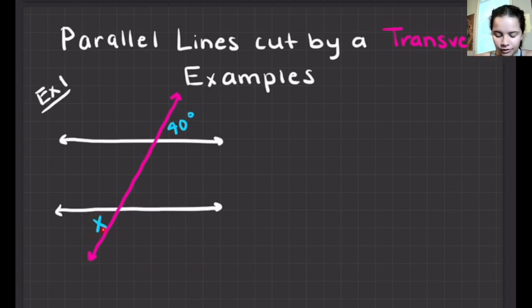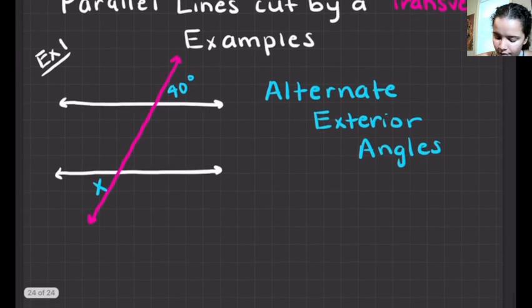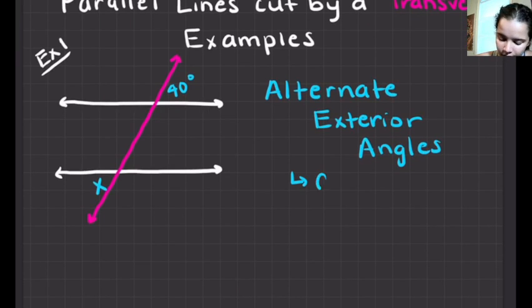Or you could notice the relationship between angle X and 40 degrees. So notice that they are on opposite sides of the transversal. So one is on the left side, the other is on the right side, which means that they are alternating or they're on alternate sides. And they're also outside of those parallel lines. So these are alternate exterior angles, which based on our last video, we know that alternate exterior angles are congruent, okay?